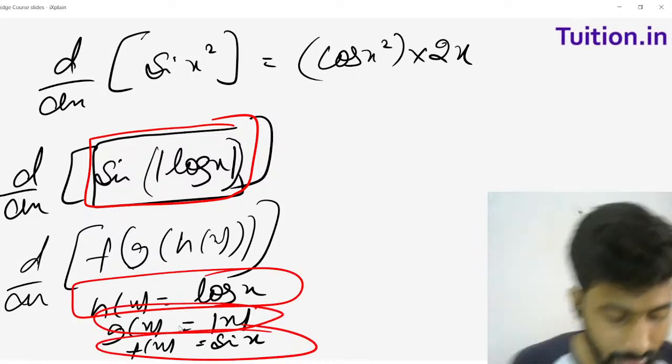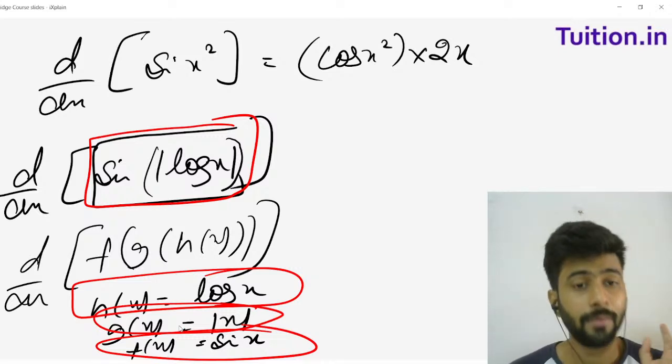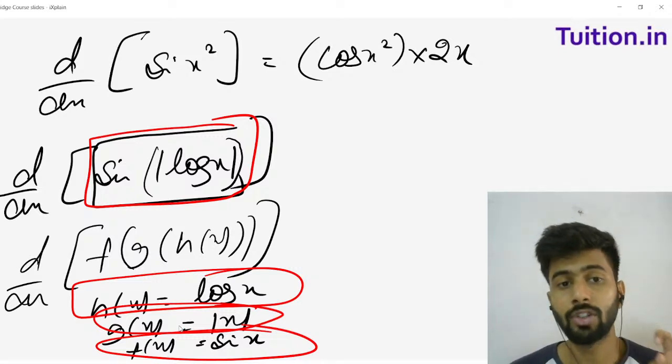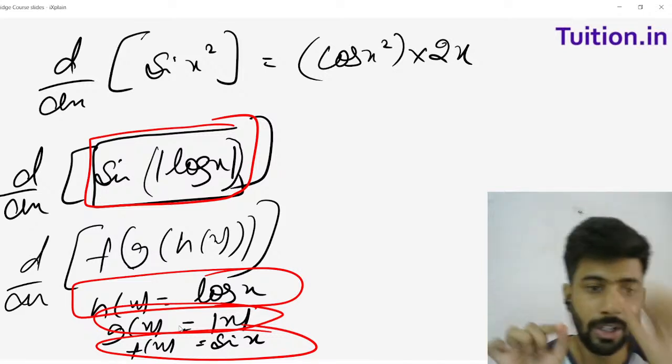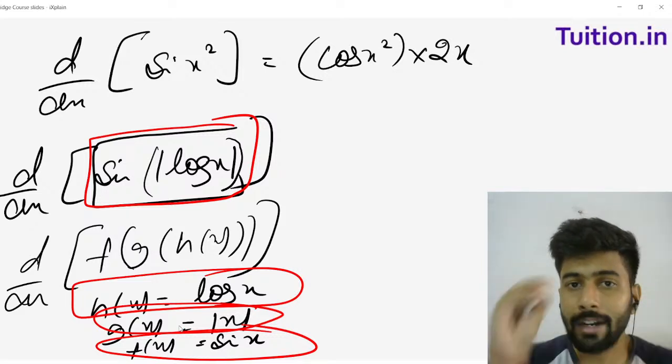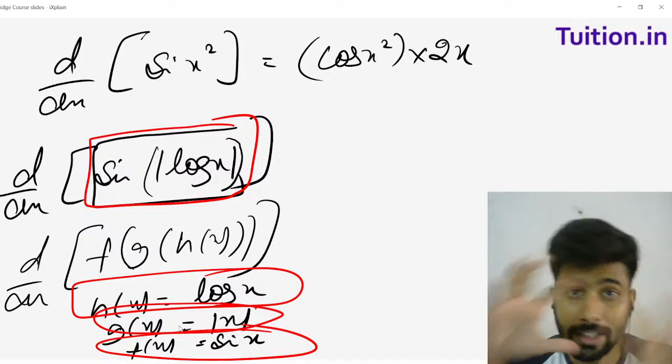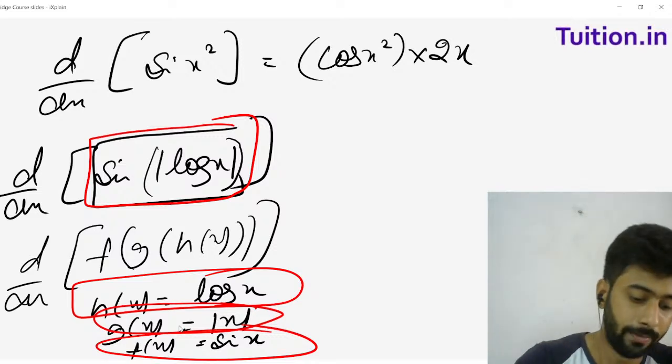Are you getting it? Are you getting where you have to reach? You should look at the combination of functions, and you should be able to individually pick what is h, what is g, what is f, what is inside what is inside what. You should be able to do that on your own.